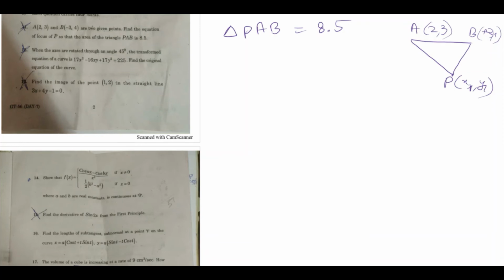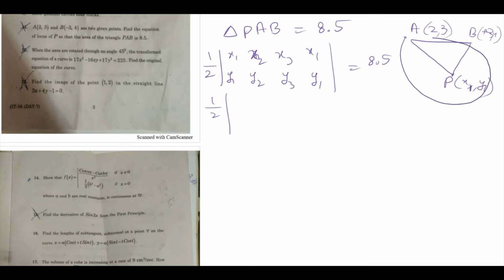So the area of triangle formula is half into the determinant of x1, x2, x3, x1 and y1, y2, y3, y1. This equals 8.5. So take A as x1 and come back to A. So it is 2, x1 minus 3, 2, and coming to the y coordinate, 3, y1, 4, 3. This is given as 8.5.